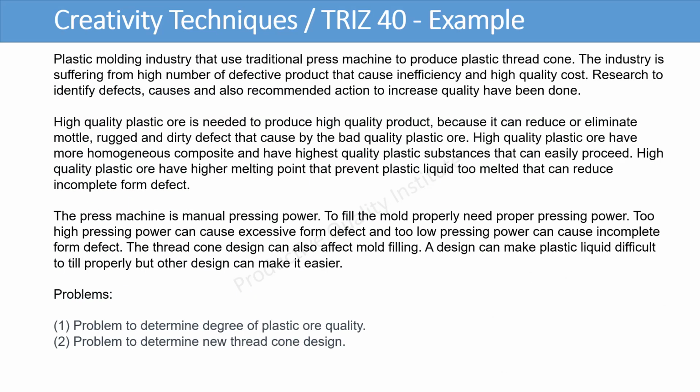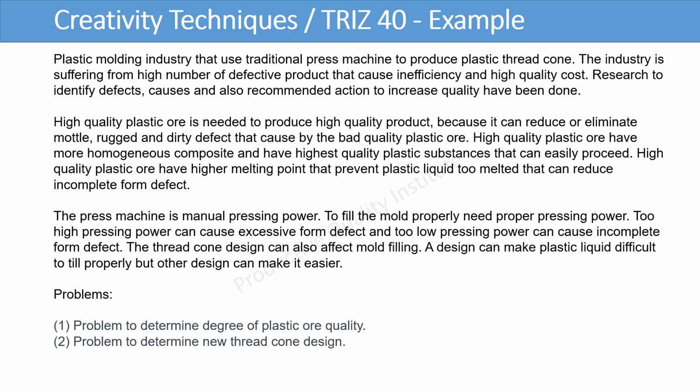Example for TRIZ 40: a plastic molding industry that uses a traditional press machine to produce plastic thread cones. The industry is suffering from a high number of defective products that cause inefficiency and high quality cost. Research to identify defects, causes and recommended actions to increase quality has been done.